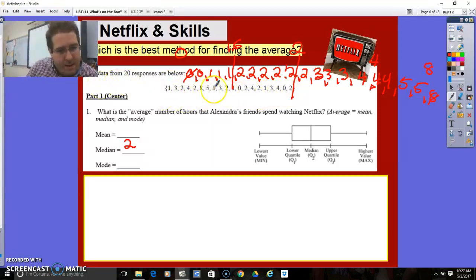I'm going to skip that. You can do that yourself if you have some time. And the mode is just the number that repeats the most. And it looks like there's 5 2s, so 2 is the mode. There can be more than one mode.